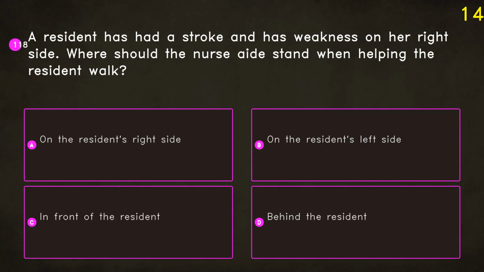Question 118. A resident has had a stroke and has weakness on her right side. Where should the nurse aide stand when helping the resident walk?